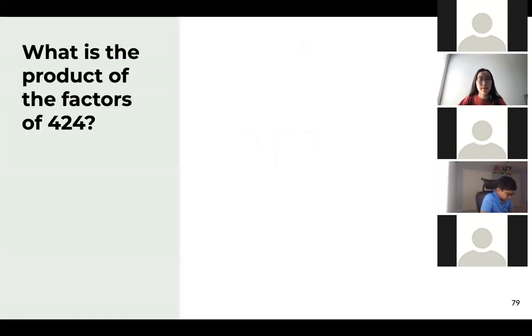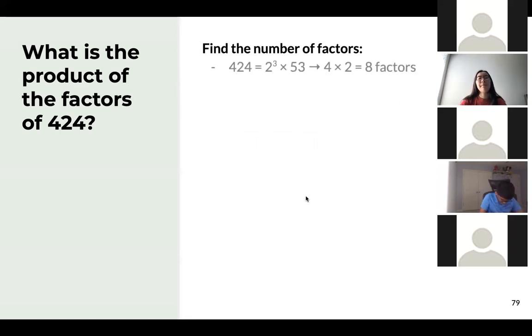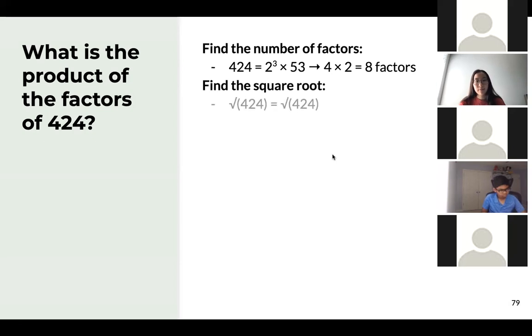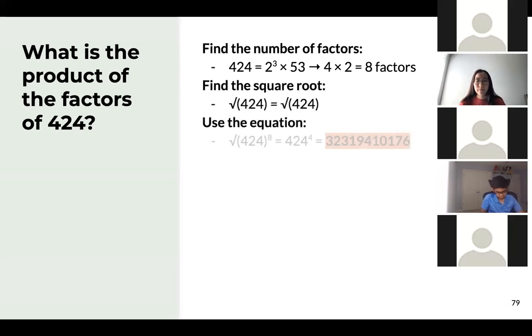Okay, so we're going to apply that equation to some example problems. Find the number of factors of 424. So first, we find the prime factorization to be 2 cubed times 53. And then we do our rule of adding 1 to them. So 4 times 2 equals 8 factors. And then now we find the square root of the number, and we use the equation. So we find the square root of the number, then raise that to the number of factors, which gets us the answer.